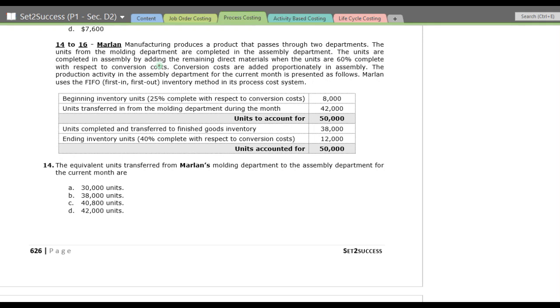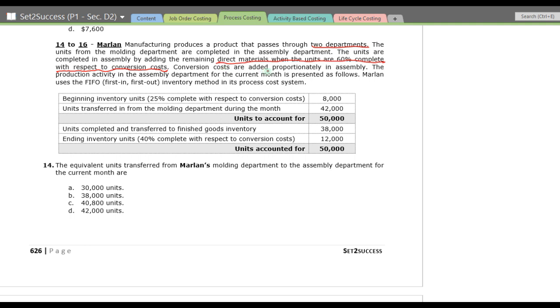Marlan Manufacturing produces a product that passes through two departments. The units from the molding department are completed in the assembly department. The units are completed in assembly by adding the remaining direct materials when the units are 60% complete. So direct material is added when the units are 60% complete with respect to conversion costs.